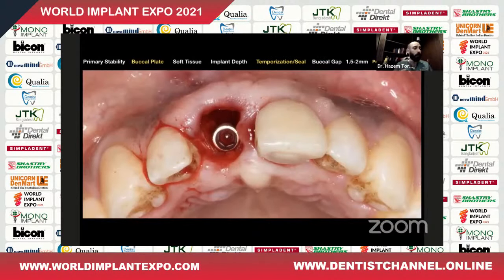In order for us not to reach this situation, we have to look at a few factors that will help us achieve a successful, not only a surviving, treatment. Primary stability, buccal plate thickness. Both these factors are really important. Even before you place your implant, you have to have expectations of how much primary stability you can achieve. The buccal plate thickness, does it make a difference whether you start with thin buccal plates or thick buccal plates?